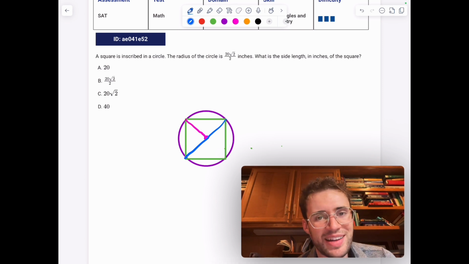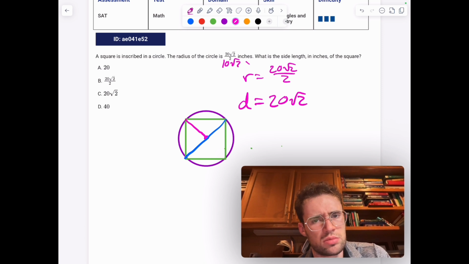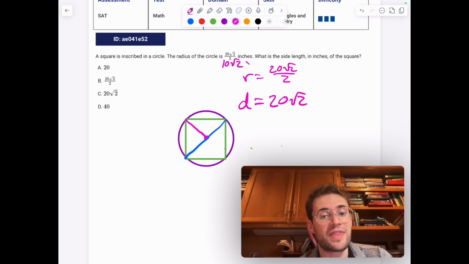Okay, well, what I just said, the radius equals 20 root 2 over 2. That means that the diameter is double that. So double 20 root 2 over 2, you just don't divide it by 2, so it's just 20 root 2. It's interesting, they could have just written this as 10 root 2. But whatever, you double it, it's 20 root 2. That is the diagonal of the square.